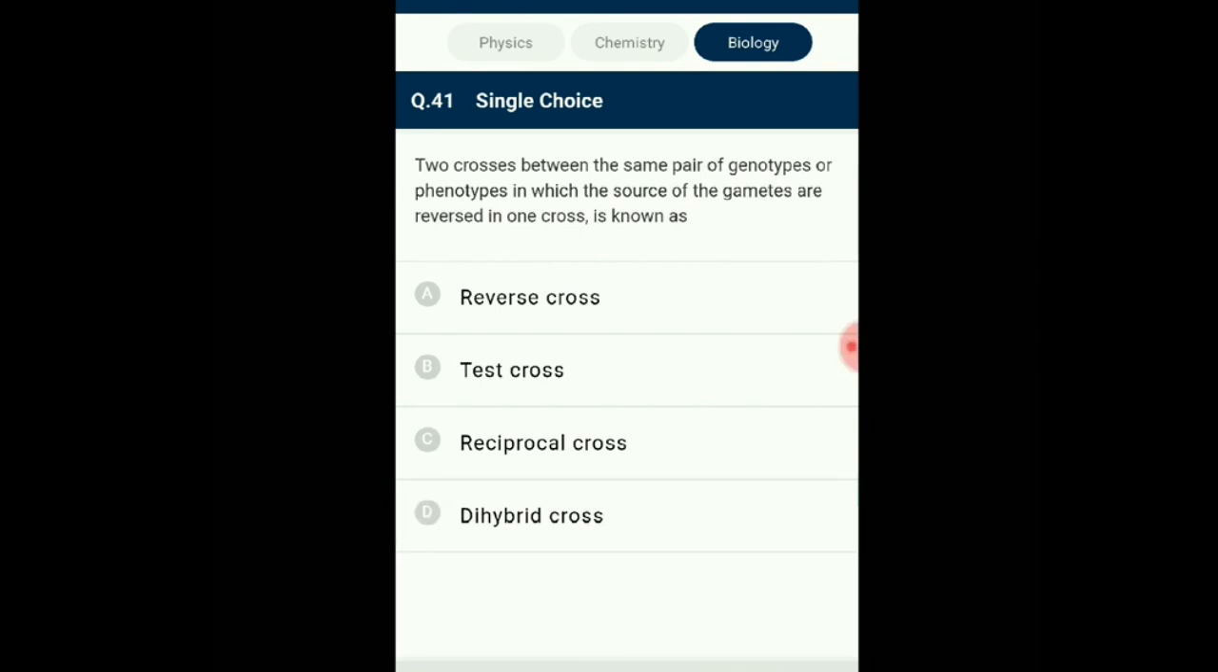Question number 41. Two crosses between the same pair of genotypes or phenotypes in which the source of the gametes is reversed in one cross is known as? A dihybrid cross is made between individuals having contrasting traits in order to study the inheritance of two pairs of alleles. A test cross is a back cross between an individual with a dominant trait and its recessive parent, to find out whether the individual is homozygous or heterozygous for the trait. So the answer is option C, reciprocal cross.